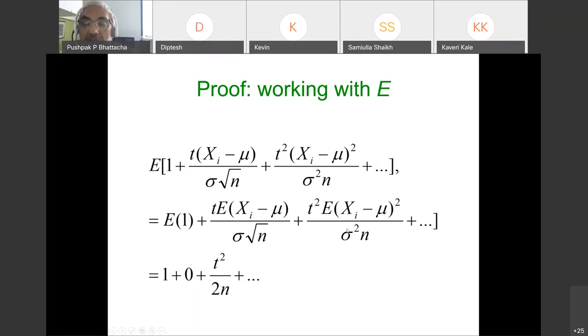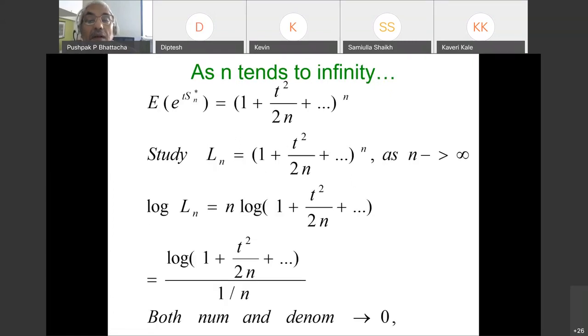So sigma square cancels. So I have now expectation of e to the power t Sn star equal to (1 plus t square by 2n plus ...) to the power n. Now I would like to study the behavior of this quantity ln, which is equal to (1 plus t square by 2n plus ...) to the power n. And I am interested in knowing the limit of ln as n tends to infinity.